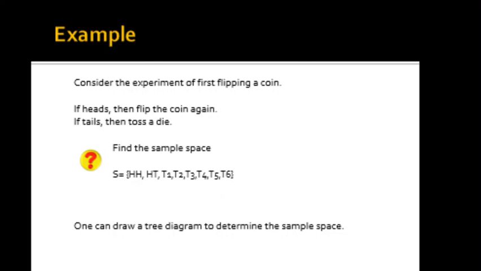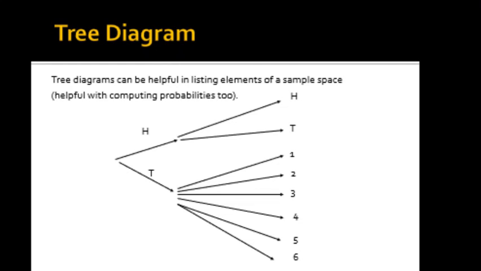For these types of experiments, there's another way to visualize it. We can make a tree diagram. This is what the tree diagram will look like for this experiment. So remember, we are flipping a coin first. If we get heads, then we flip the coin again. If we get tails, we will toss a die. So let's look at this example.